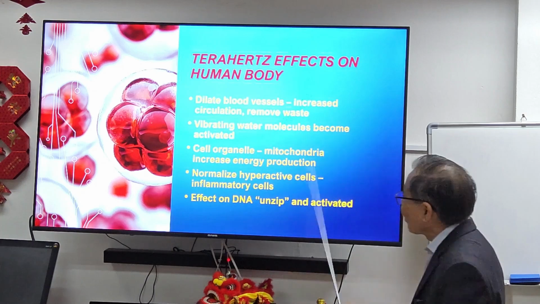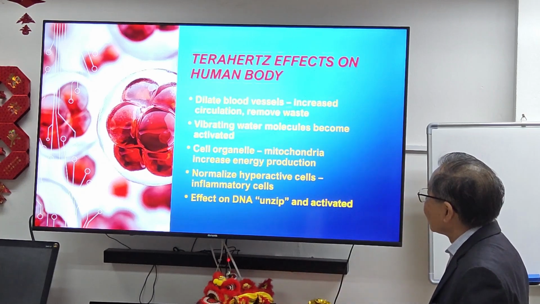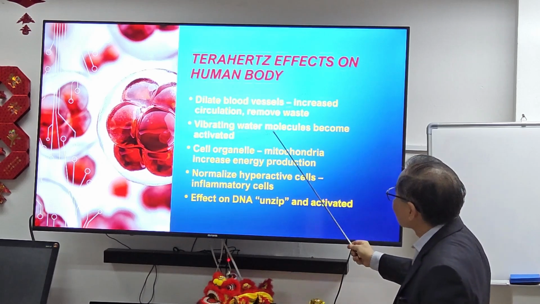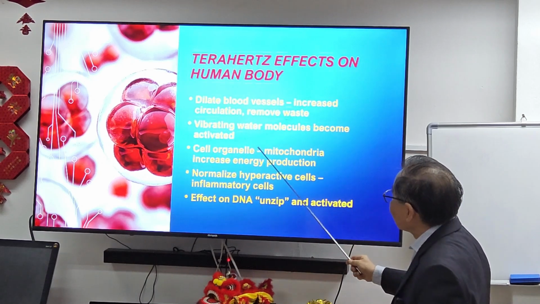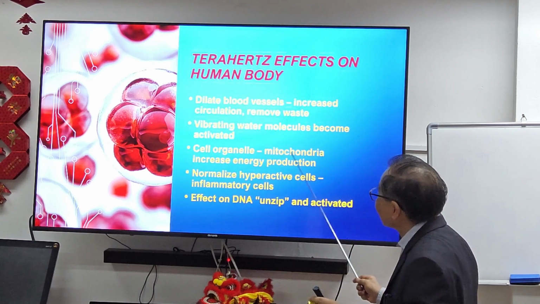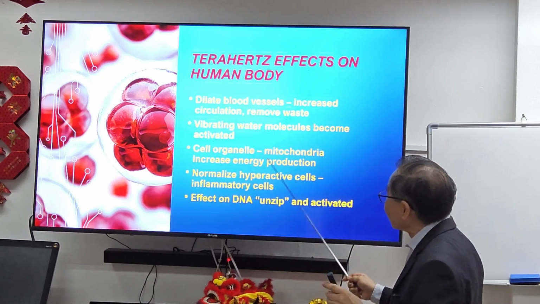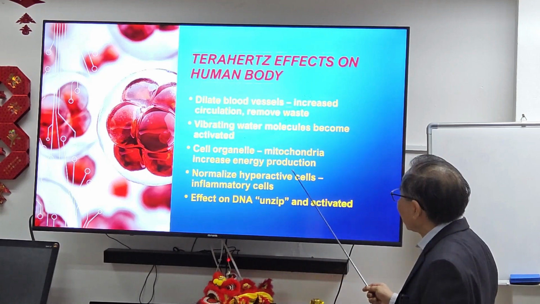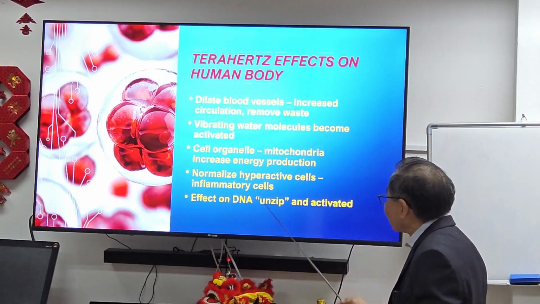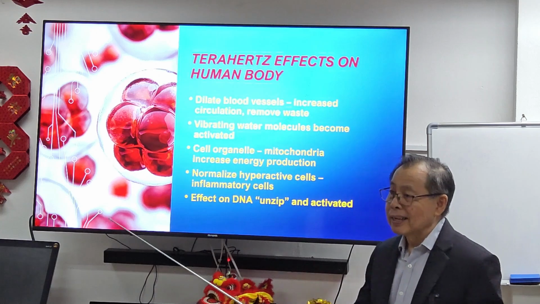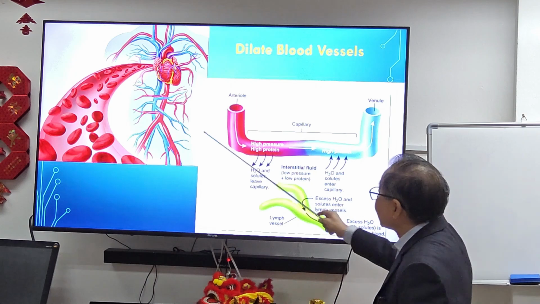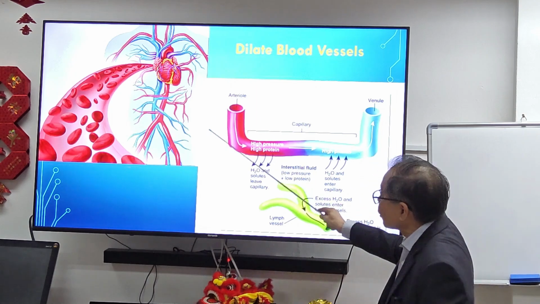So the effects of TeraHertz radiation on the body are summarized here. It opens blood vessels, it causes water molecules to vibrate and activate, and it affects the factory inside the cell called the mitochondria, activating it so you increase energy production. Hyperactive cells that are inflammatory, it normalizes them. And then it has an effect on DNA, to unzip it and in a sense activate DNA.